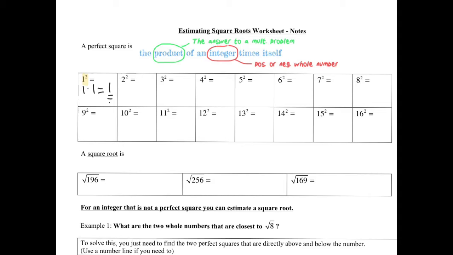2 squared is the same as 2 times 2, which is equal to 4. 3 squared is the same as 3 times 3, which is equal to 9. And you can kind of go down the diagonal part of your multiplication table if you wanted to. 4 squared is 16, 4 times 4. 5 squared is 25, 5 times 5. 6 squared is 36 because it's 6 times 6. And go ahead and grab a multiplication table or another tool and fill out the rest of those.